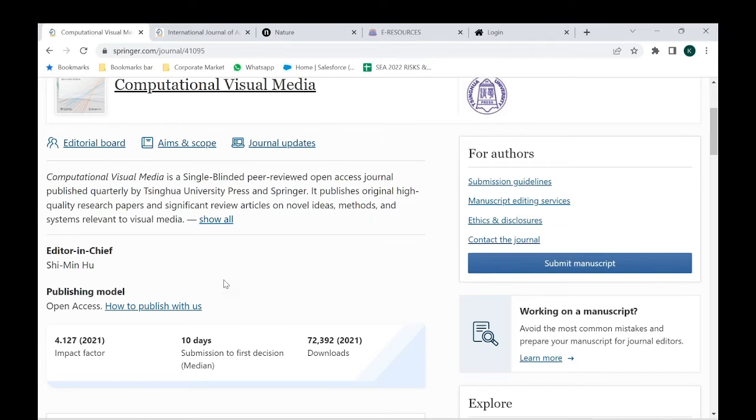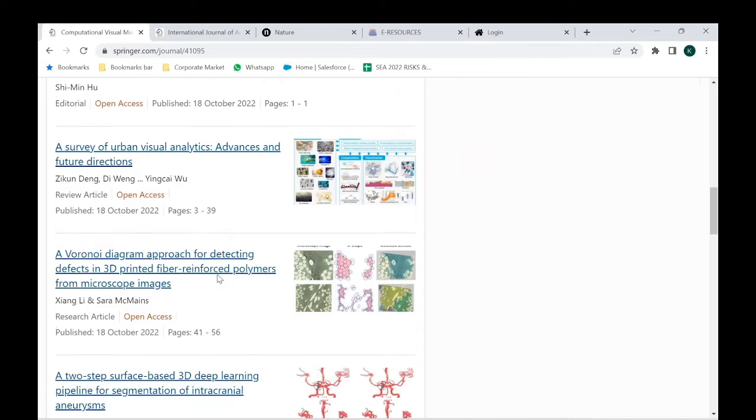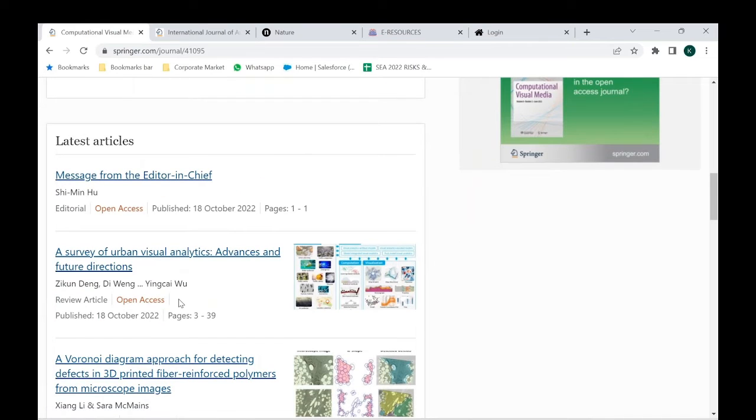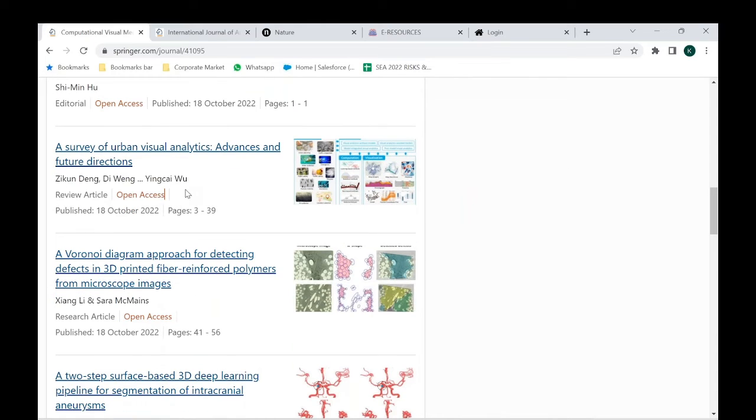Whereas the one we're looking at here, Computational Visual Media, is fully open access. That means whenever an author submits their manuscript to this journal to be published, they are going in with the understanding that their paper will eventually be open access. That is not a choice, it is a requirement, because this journal only publishes open access papers. So every article you find from this journal should have the indication of open access inside of it, right?